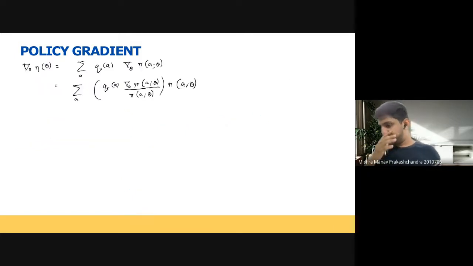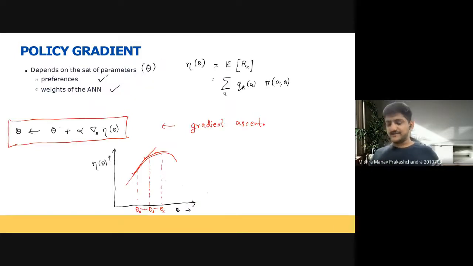The idea here is that usually you don't have access to this quantity, because it has this q star of a. Since this is a true mean, and it is not something the agent has access to, you don't know this underlying value. So the question comes, how exactly do we do this update? If I don't know my eta of theta, how do I calculate the gradient of eta of theta?